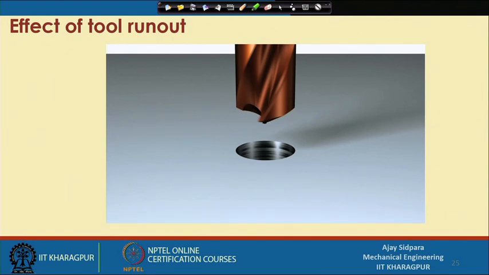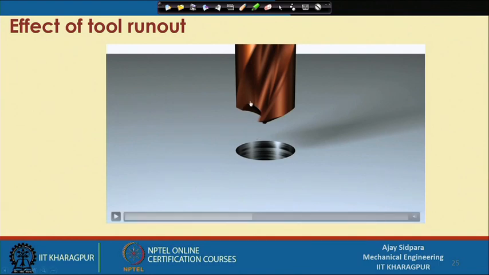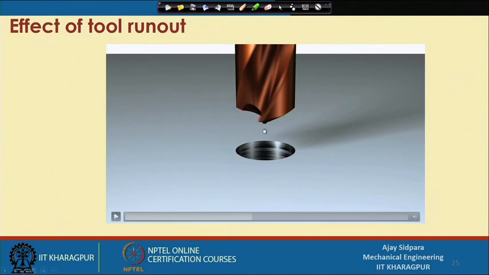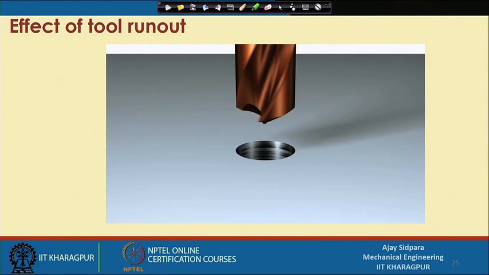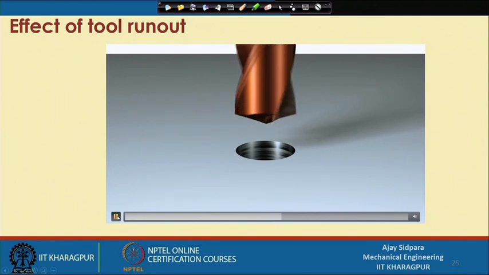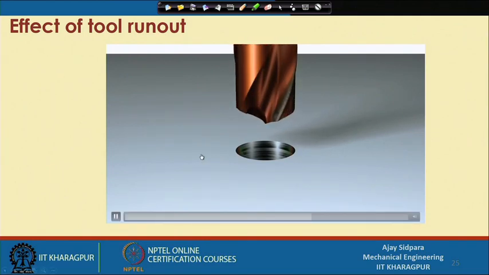What is the problem because of that? The first thing is that your tool life will be sacrificed, and you cannot use this tool for a longer time. Whatever chip load capacity or chip load calculation you have done assumes that both cutting edges will participate in the machining operation, but that is not happening here. Only one cutting edge is taking all the load, and that cutting edge will quickly wear out, and within a short duration you have to replace the tool.